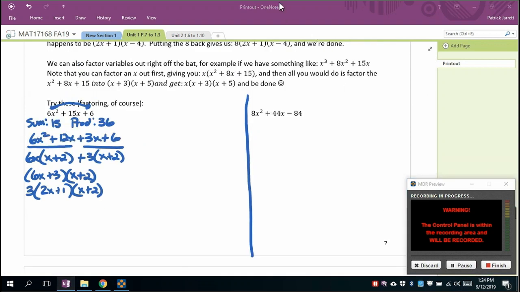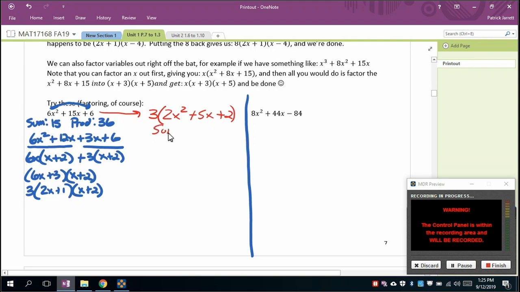All right, so the other way you can do this, of course, is you can look for an outright common factor. Between 6, 15, and 6, we can take a 3 out, and that will become 2x squared plus 5x plus 2. So now that 3 will be on the outside.